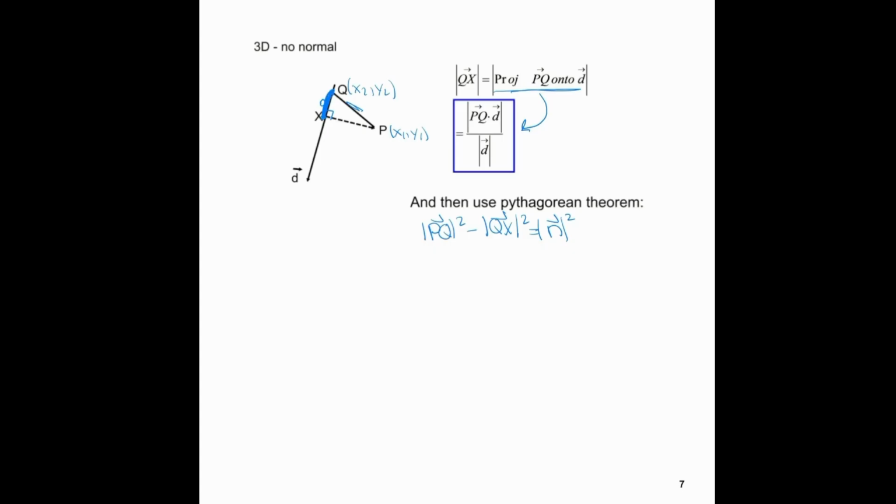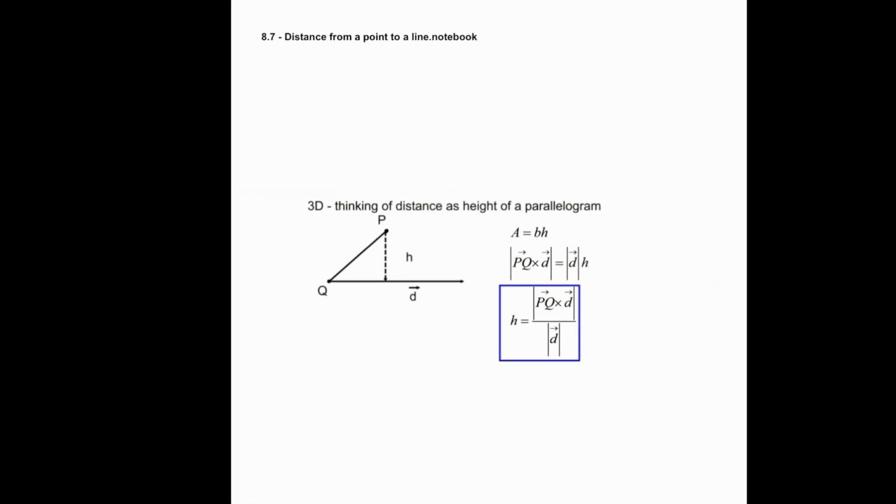Now, the other way that we can think about this, remember, if we draw it out, we actually have two parts of a parallelogram. I can use the cross product to figure out the area of a parallelogram. If I think about the area of the parallelogram as being PQ crossed with D, and the formula for the area of a parallelogram is the base, which is this distance here, times the height, which happens to be the normal, then I can rearrange this equation to get h by itself. This tells me that h is equal to the cross product PQ cross D, all over that base, the magnitude of D.